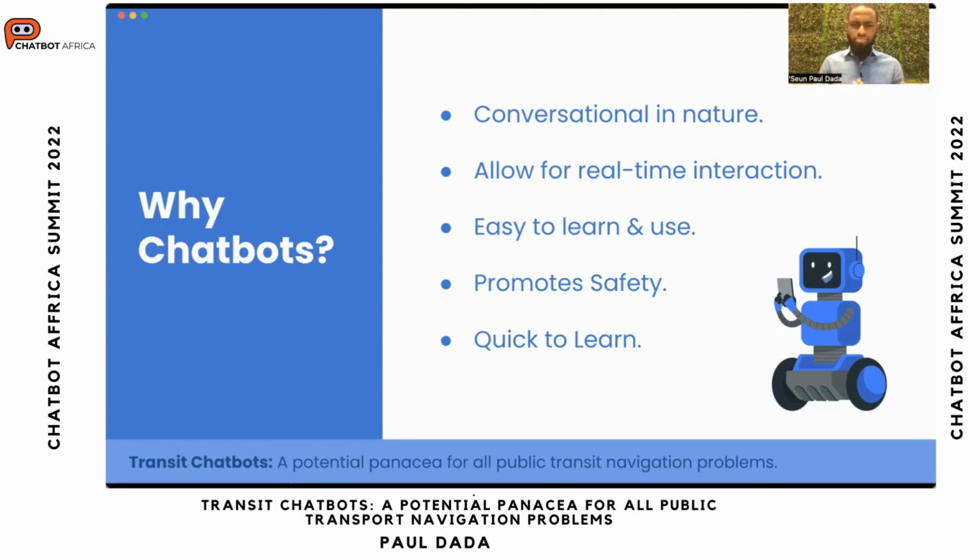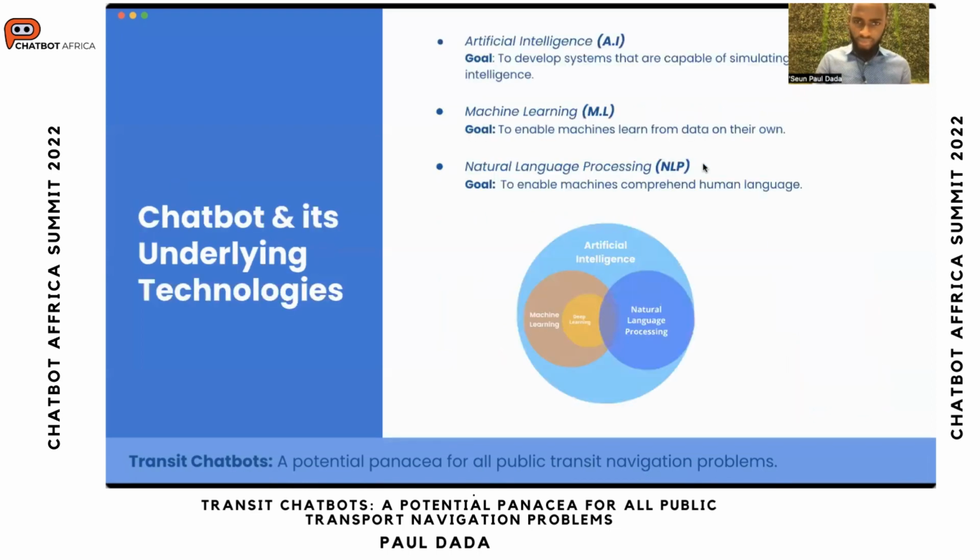It promotes safety. Because it's a digital product, it lessens the necessity to interact with physical humans, and this also has its own advantage. It reduces the risk of abduction, the risk of people kidnapping, just like we are going to be saying in the next slide. Also, the last point here is that chatbots are quick to learn. We are going to look at some of the underlying technology for that.